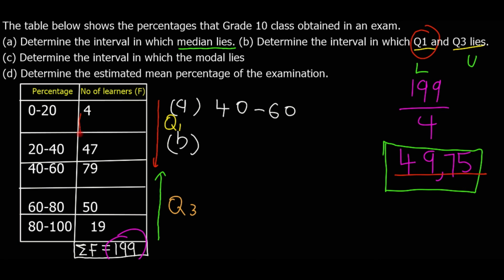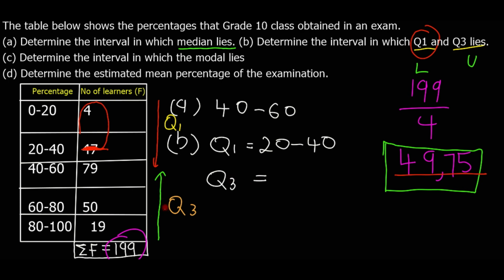So here we have 4 and then we want to reach 49.75. So we can see that we reach 49.75 here because 4 plus 47 gives 51, and then it's obvious that we already have 49.75 here. So this is our Q1. So our Q1 is 20 to 40, and then now let's see Q3.